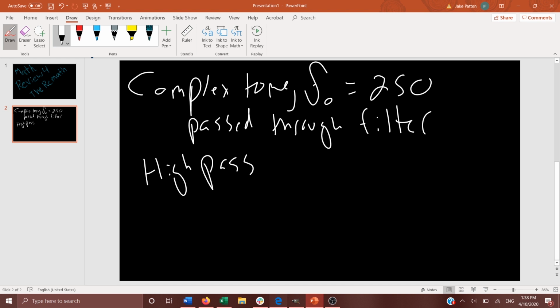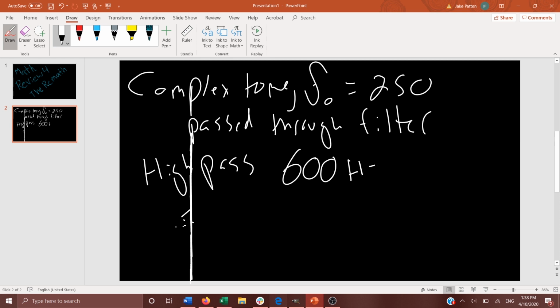And what's going to be passed is anything above 600 hertz. My computer's freaking out again. There we go. So we're going to pass anything greater than 600 hertz. What does that look like? That could be a question on the exam. You're going to have to draw this.